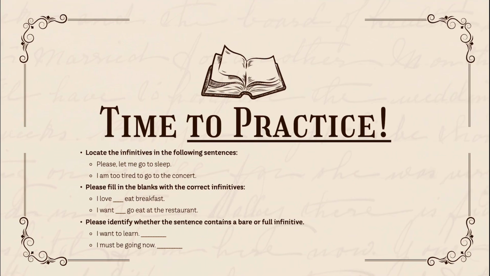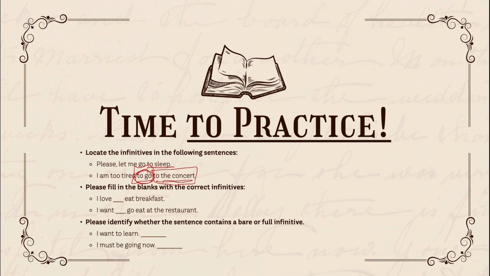So, time to practice. Let's look at some practice for this. Locate the infinitives in the following sentences. Please let me go to sleep. And this next one is kind of tricky. There's a lot of twos in here. There's three twos. I am too tired to go to the concert. Notice this does not constitute an infinitive, because it's not modifying the verb. It is not preceding a verb. Rather, it's preceding a phrase. So this would be our infinitive in this case.